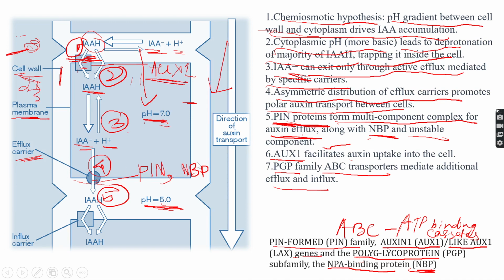I hope you guys understood the transport system of auxin, and because of this polar transport of auxin, there is apical dominance in the plant. So I hope you guys understood.